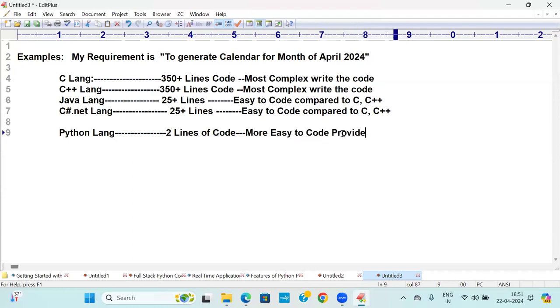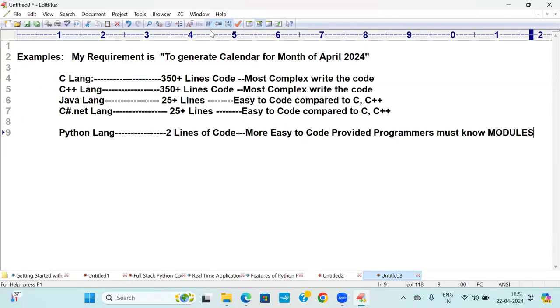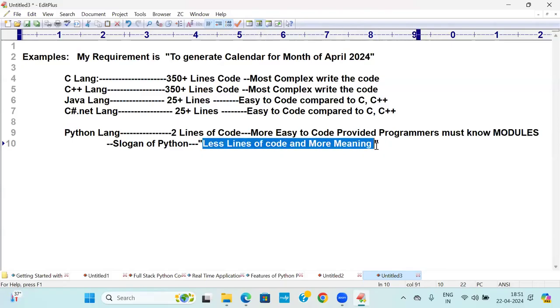Provided the students and programmers must know modules. This is the most important word you need to get. Students, the slogan of Python is: less lines of code and more meaning.